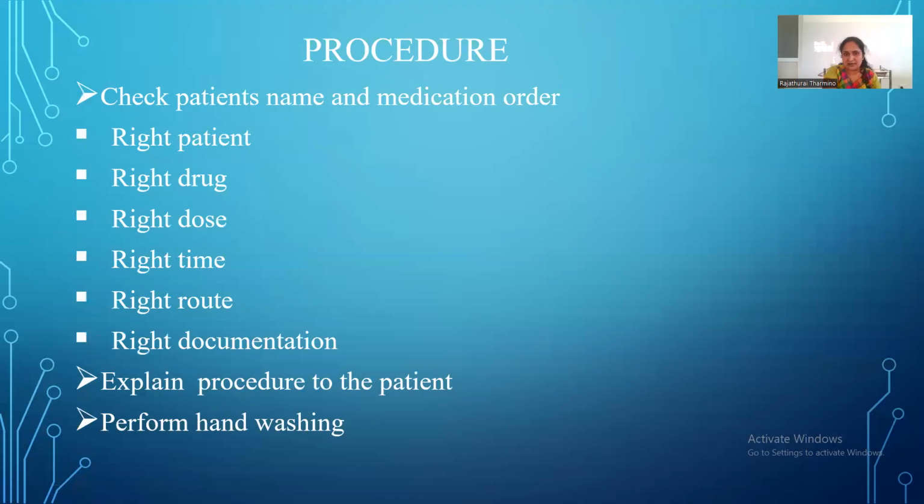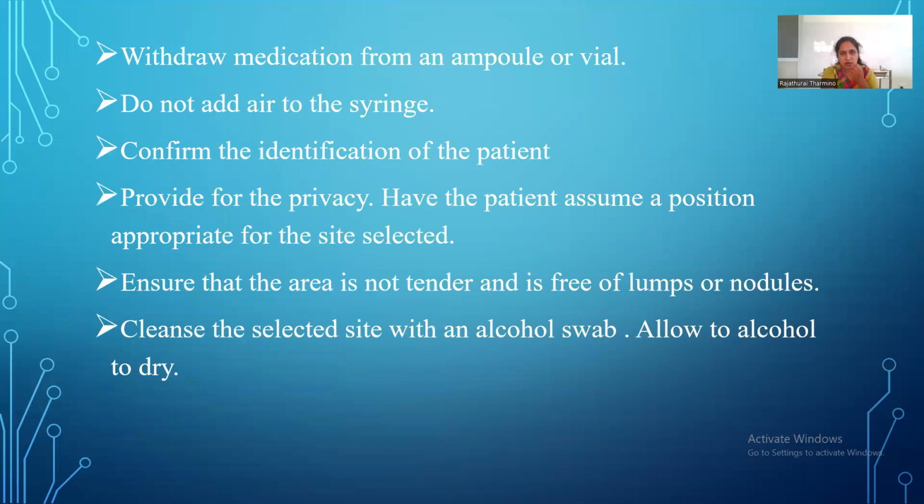Now we are going to see the procedure. First, check the patient name and medication. Next, verify the patient, drug, dose, time, route, and documentation. Next, explain the procedure to the patient. Third, perform hand washing. Withdraw medication from an ampoule or vial. Don't add air to the syringe.